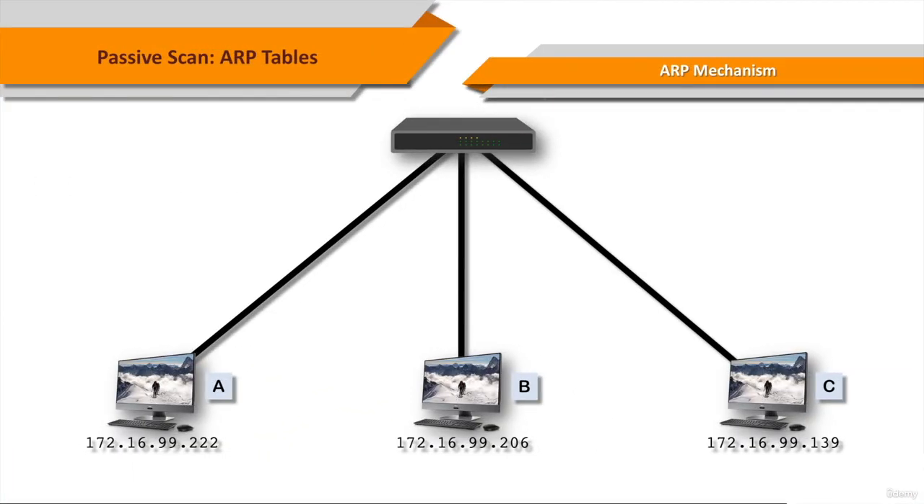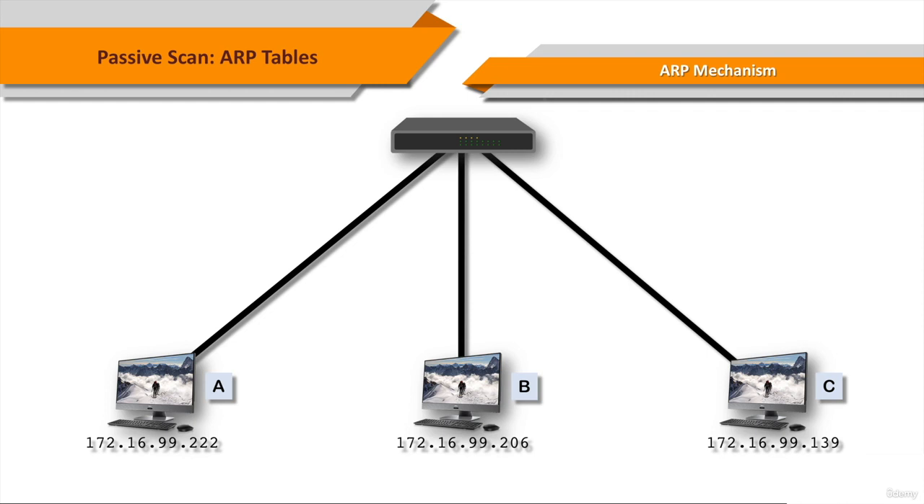Before talking about using ARP tables for passive scanning, let's talk a little bit about the ARP protocol and mechanism first. So, Address Resolution Protocol, ARP, is a network layer protocol used for mapping a network address such as an IPv4 address to a physical address such as a MAC address.